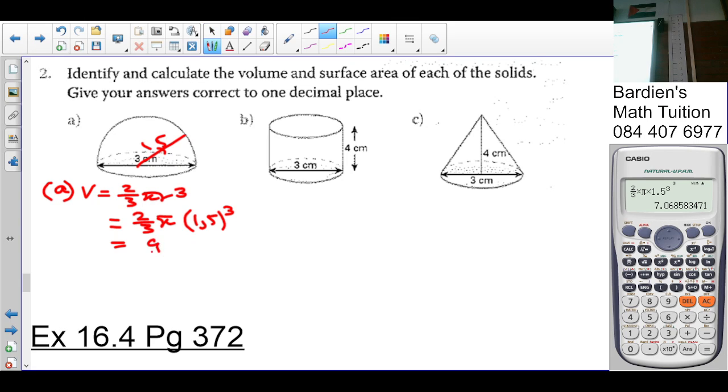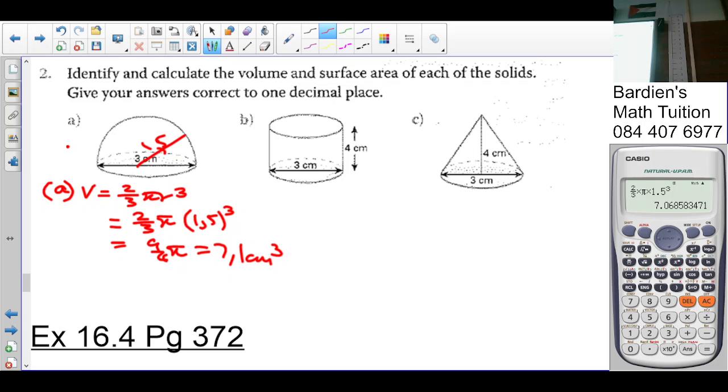Nine over 4 pi, which is also equal to 7.0807. To 1 decimal place, 0.1. Not so? Centimeters cubed.